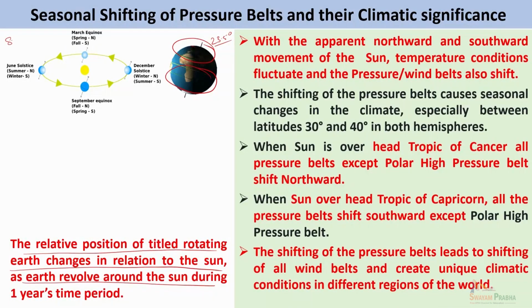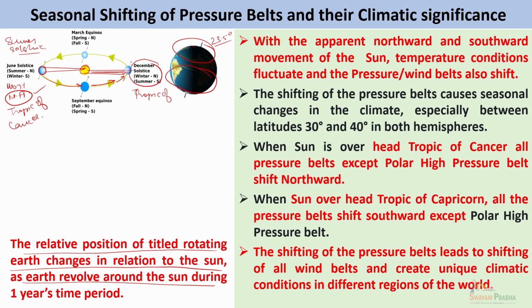That is, during the summer solstice, the northern portion of the Earth is facing the Sun, because of which the northern hemisphere receives more insolation as the Sun is overhead the Tropic of Cancer. But as the Earth continues to revolve around the Sun, during the December solstice, the southern portion of the Earth is facing the Sun. That is, the Sun is overhead the Tropic of Capricorn. And you have summers in the southern hemisphere while you have winters in the northern hemisphere.